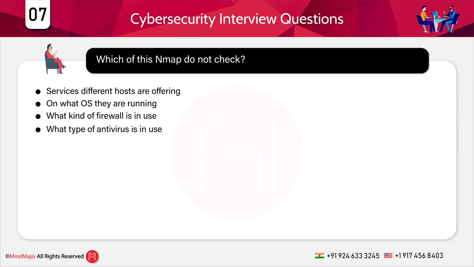Same is with operating systems, -O is available for searching for the OS. Next are firewall and antivirus. If you remember, we have firewall evasion techniques in Nmap, as I discussed. So the only option left is antivirus. I have never seen detection of antiviruses by Nmap. So option D is correct.